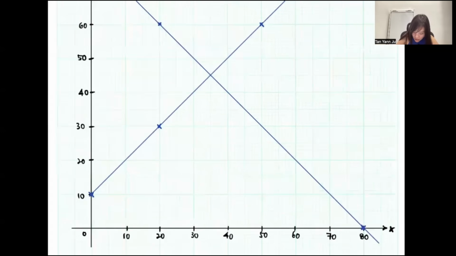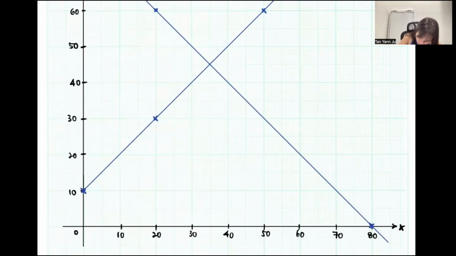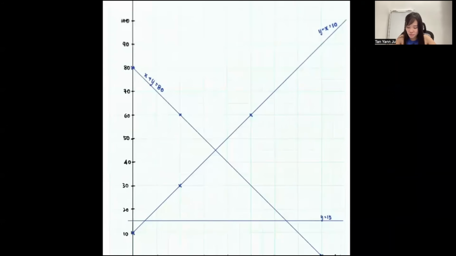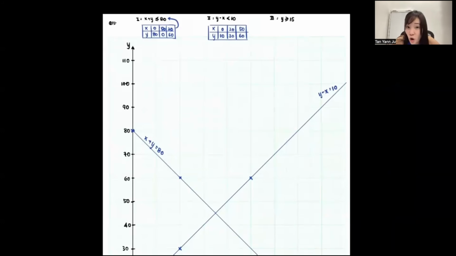Why couldn't I connect it? Okay, here. Isn't it this one? Y equals 15. Can you guys all see that? Done. I have done drawing all the three. But do you know it's not all correct?